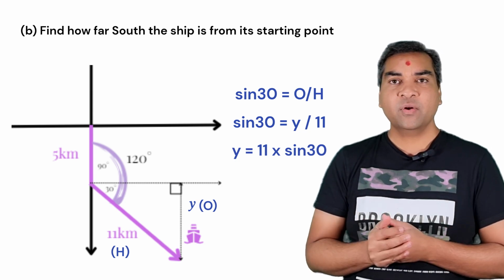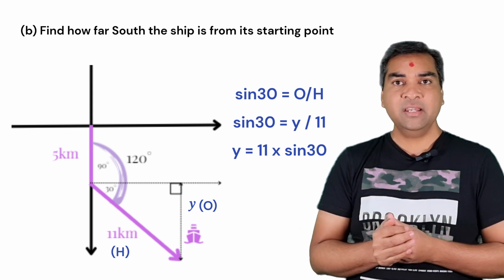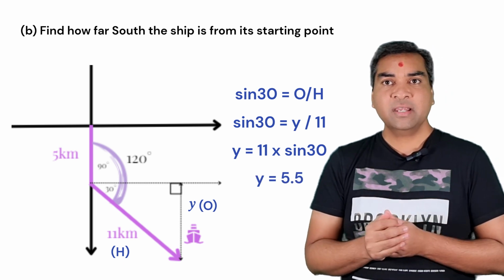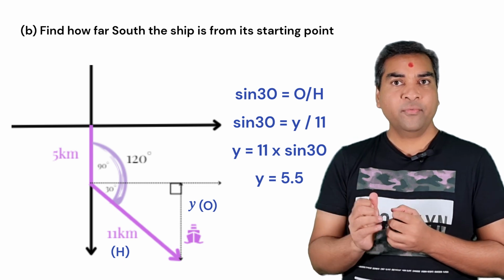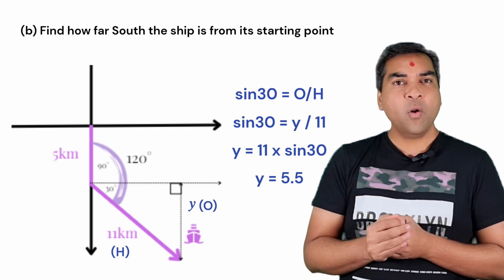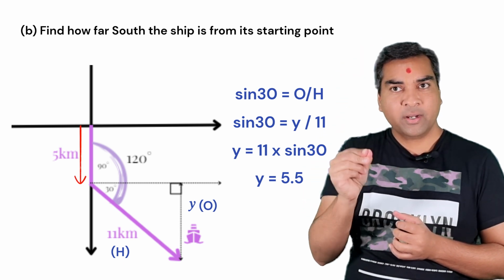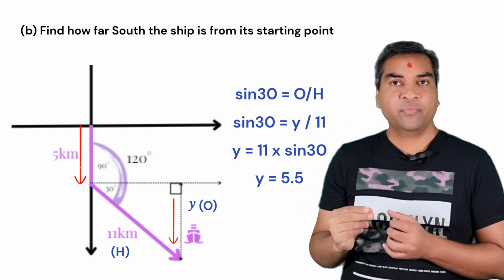So my y equals, whenever you put it in a calculator, guys, 11 multiplied by sine 30, you're going to get 5.5. So now the distance in south. The distance in south is not just 5.5, because the ship already traveled 5 kilometer in the south direction at the start, and this is 5.5 further.